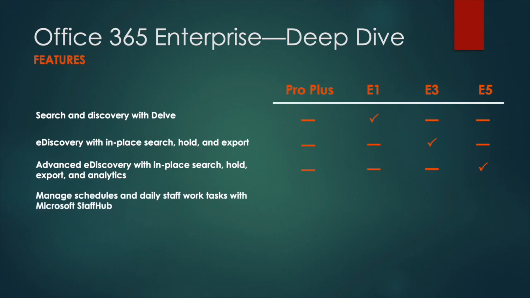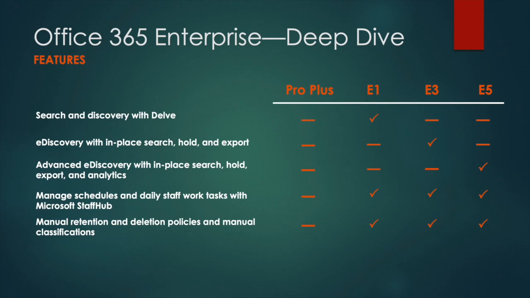Next, you can manage schedules and daily staff work tasks with Microsoft Staff Hub on all tiers except Pro Plus. And the same for manual retention and deletion policies and manual classifications. Now let's look at the final 8 features that are available only on the E5 tier.